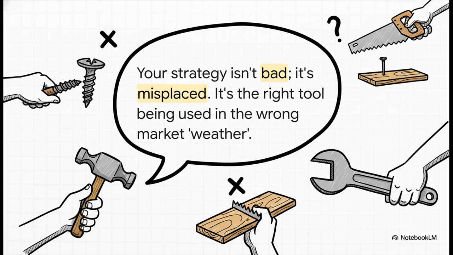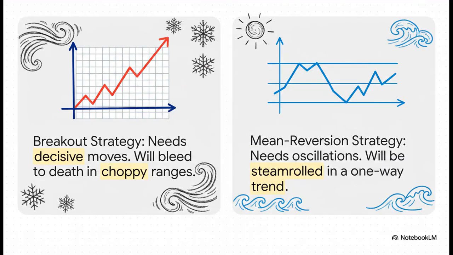Your strategy is a specialized tool. It was designed for a very specific type of market weather. So when you try to use it in the wrong conditions, it's not the tool's fault that it fails. You've just misplaced it. So let's make this super concrete. A breakout strategy, that's your winter coat. It needs a powerful, trending market with momentum to work. But a mean reversion strategy, that's your beachwear. It absolutely loves it when the market is just chopping back and forth in a tight range. Trying to use one in the other's weather is pretty much a guaranteed way to lose money.